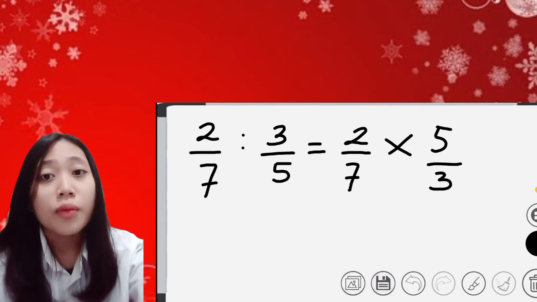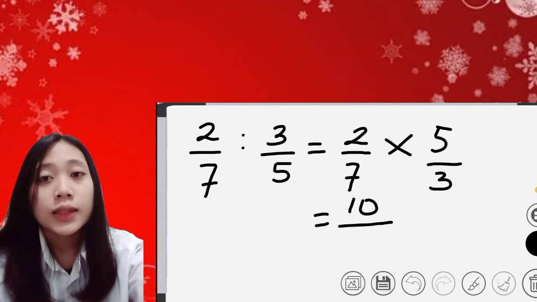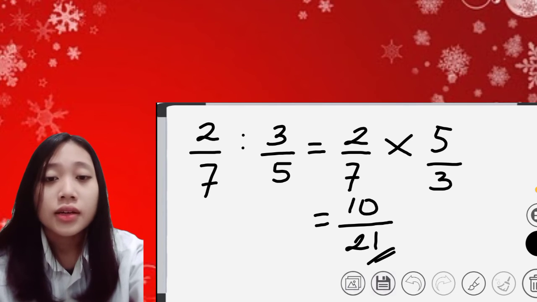Okay, now the form has become a multiplication of common fractions. If it's like this, we can immediately multiply the numerator and denominator. Namely, the numerator 2 times 5 equals 10, and the denominator 7 times 3 equals 21. So, the answer is 10 over 21.